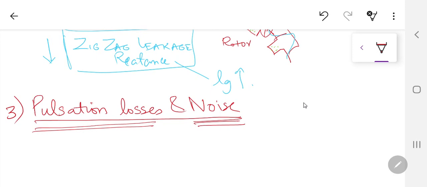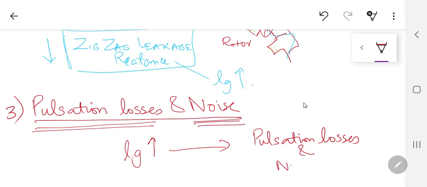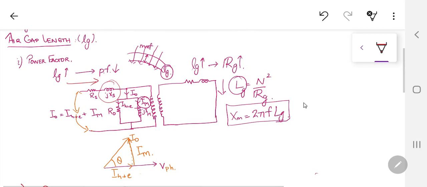And if the motor is working at a very high speed, something like 3000 RPM plus, if you are applying more frequency than 50 Hertz, then these pulsation losses and noise are going to be a very big factor. But again, you can avoid these pulsation losses and noise if you are going to have the air gap length on the higher side. Then they can be reduced considerably. But you are going to get this at a very big cost, and that big cost we have just discussed before, that is actually the power factor.